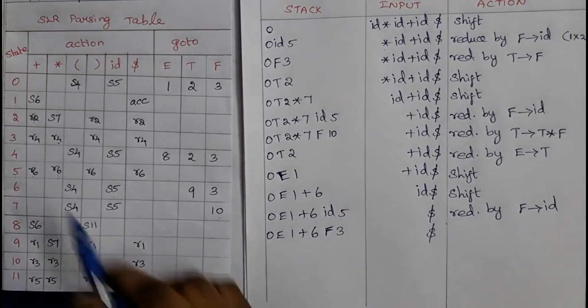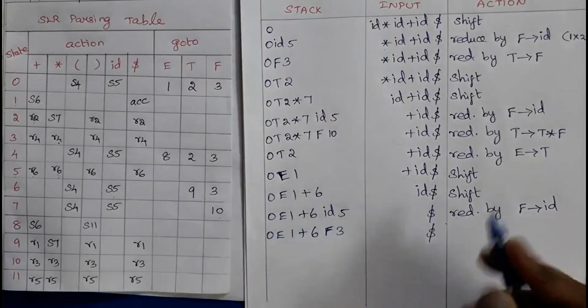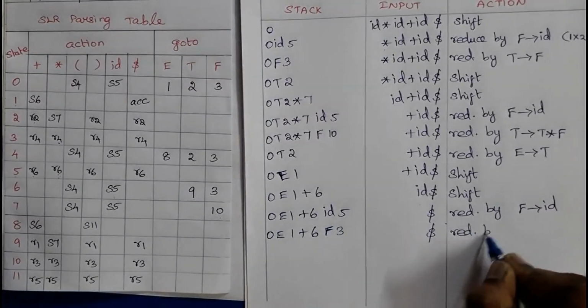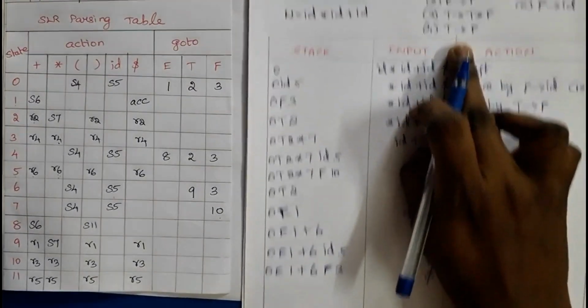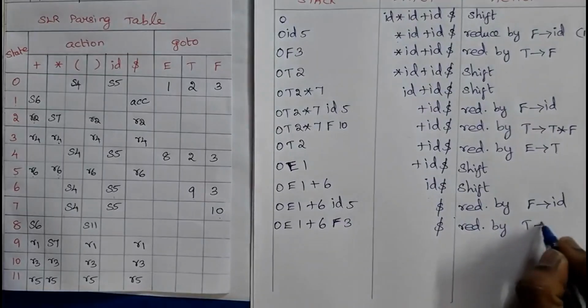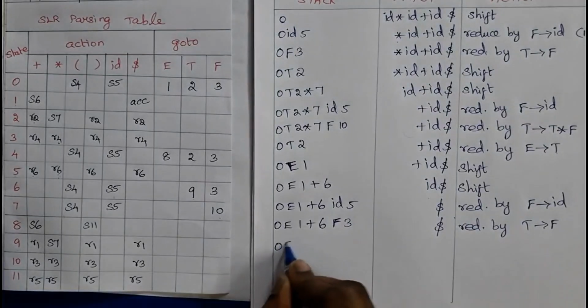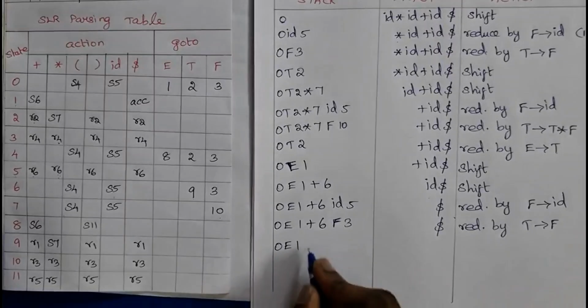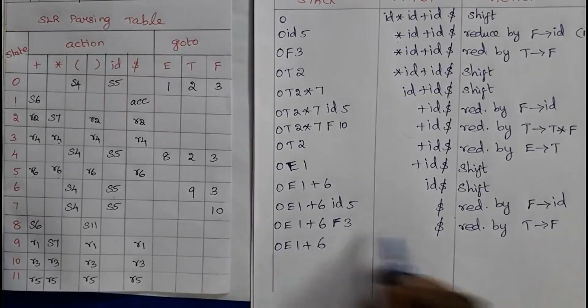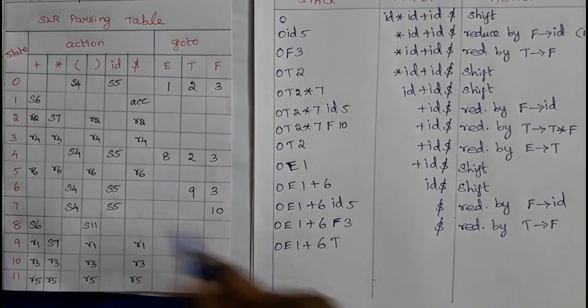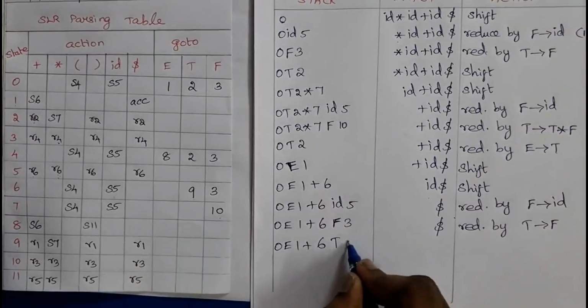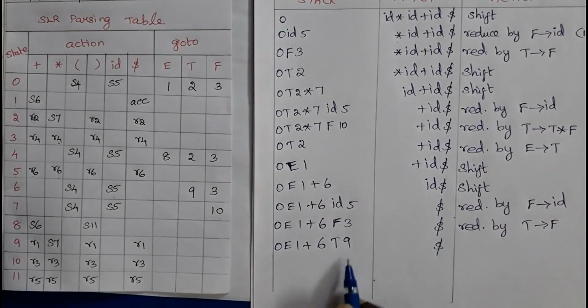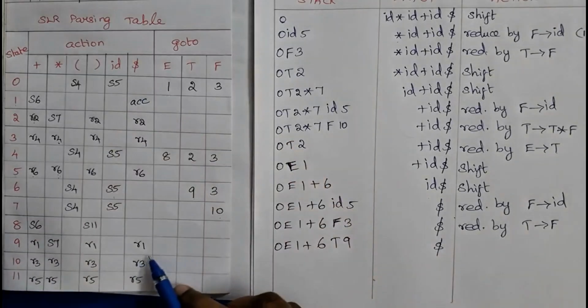Then 3 and dollar. 3 and dollar is reduced by 4th production. So reduced by 4th production, T tends to F. So length of the right hand side is 1. So we need to pop 2 symbols from the stack. So pop 2 symbols and then push T as well as 6 and T. 6 and T is 9. So now 9 and dollar. 9 and dollar is R1.